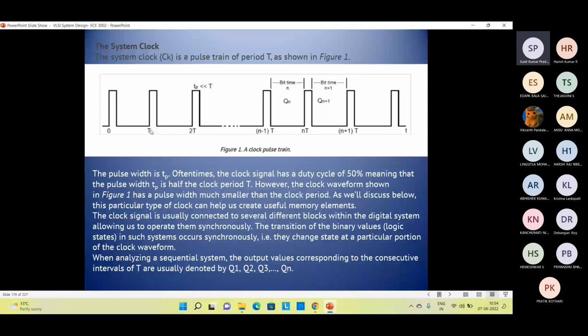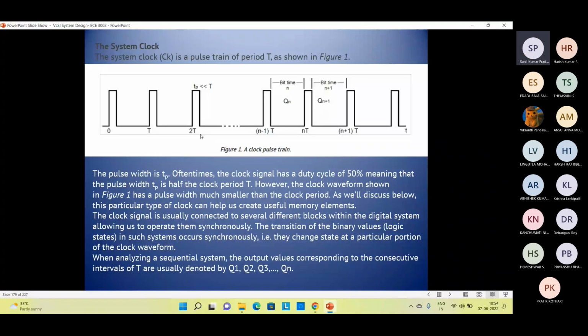Here T is the period. Period means the time taken for one cycle. Now, as you can see, the pulse width TP is very much less than our period. So the system clock is a pulse train of period T, as you can see here in figure 1.